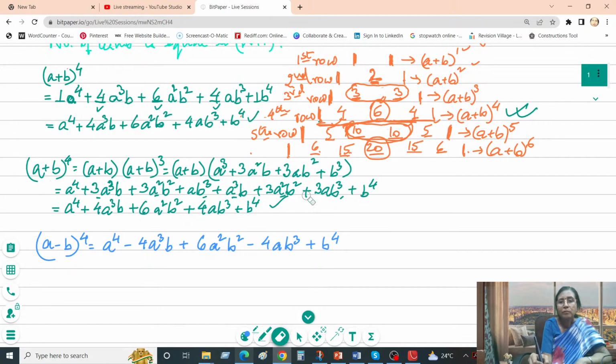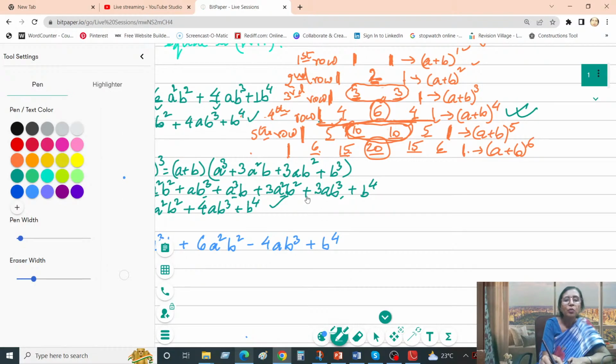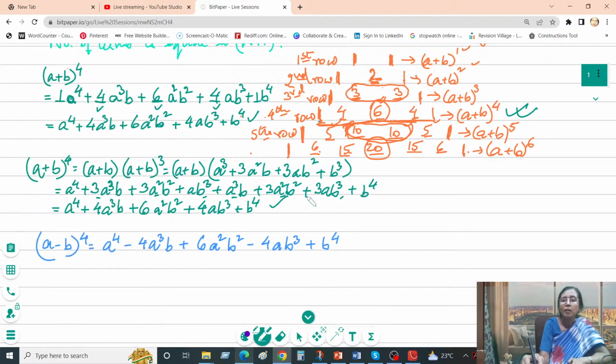And so we now understand that we can get the numerical coefficients using the Pascal's triangle, and it is also very easy. We do not have to do any complicated calculation. We have to just add the numbers. But suppose you are asked to get (a+b)^20, and you have to get the final expression.